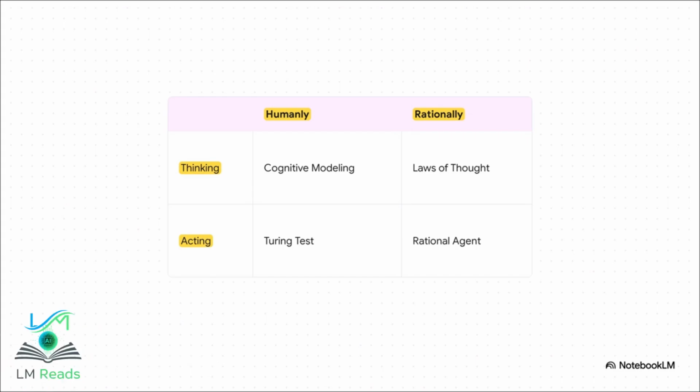You've got these different camps, right? Some try to copy human thinking. Others just want to copy human acting, like the whole Turing test idea. Then you have the other side aiming for pure logical rationality. But the book argues that the most powerful and modern approach is right there in that bottom right box, building agents that don't just think rationally, but act rationally to get the best possible outcome. And honestly, that one idea is the key to everything else we're going to talk about.